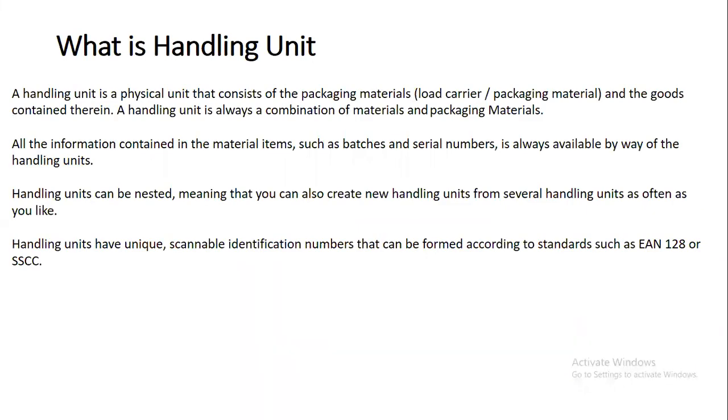A handling unit is a physical unit that consists of packaging materials, load carriers, and the goods content therein. A handling unit is always a combination of materials and packaging materials. All the information contained in the material items, such as batches and serial numbers, is always available by way of the handling units. Handling units can be nested, meaning that you can also create new handling units from several handling units as often as you like. Handling units have unique scannable identification numbers that can be formed according to standards such as EAN128 or SSCC.